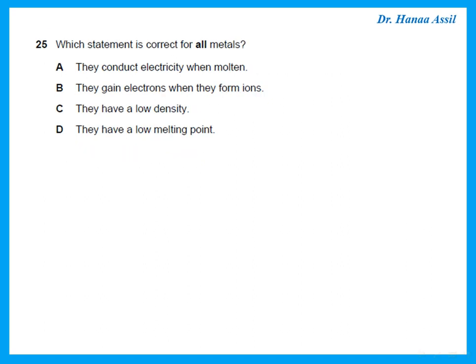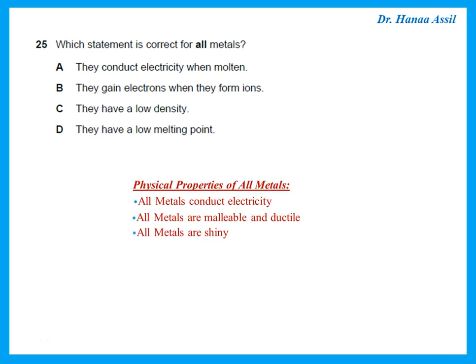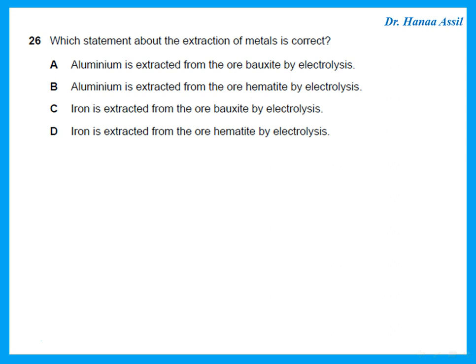Which statement is correct for all metals? Okay, so when he says all metals, you have to remember what are the physical properties of all metals. All metals conduct electricity. All metals are malleable and ductile. All metals are shiny. But I cannot say anything about density or melting point. They definitely don't gain electrons, they lose electrons, so they conduct electricity when molten.